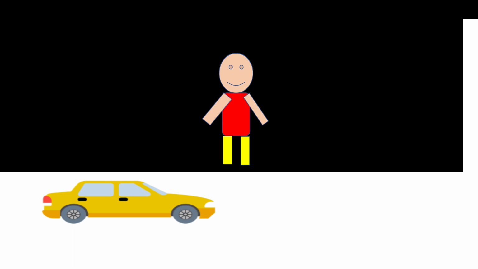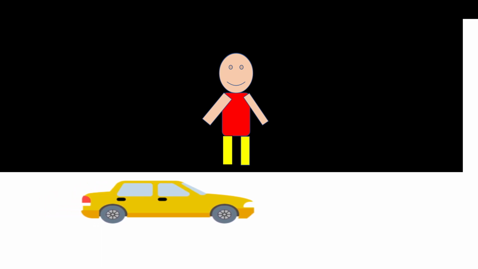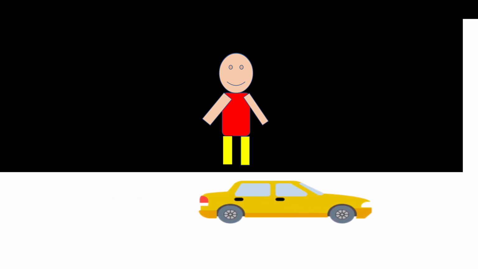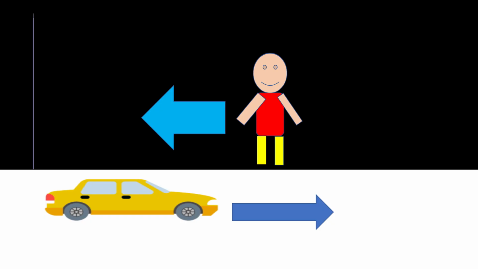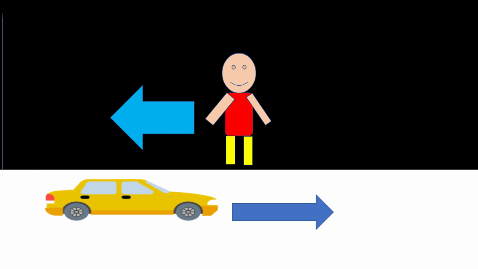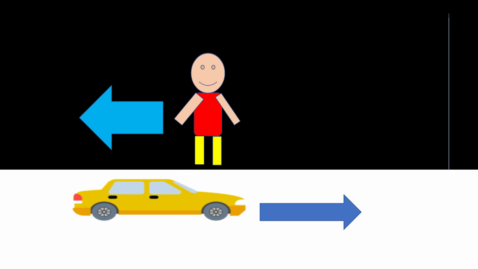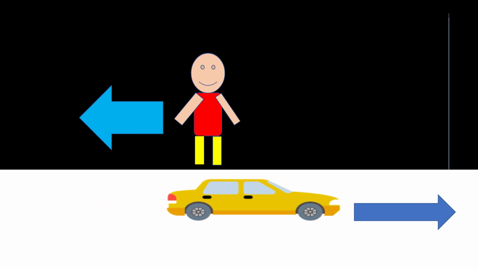The motion of the car leads to a change in the frequency that you hear, and that is exactly why you hear such a noise. This phenomenon is called the Doppler effect. Doppler effect is defined as the phenomenon by which the observed frequency of the sound waves change due to the motion of either the observer or the source.